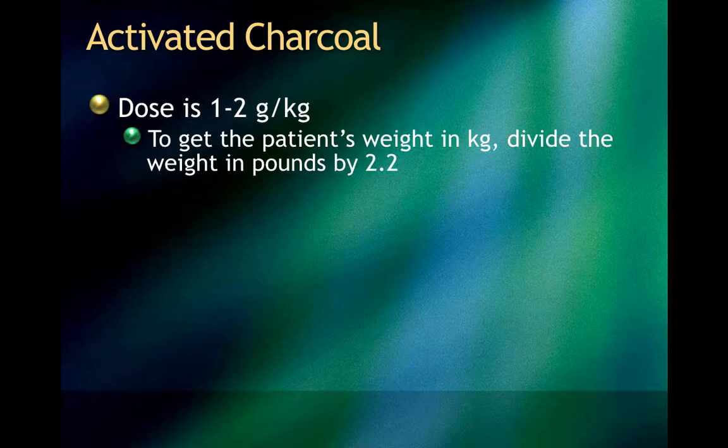It's not too difficult. Most of the packages are dosed for an average individual between 1 and 2 grams per kilogram. So most of the time, people can have the entire package. To get the patient's weight in kilograms, just divide their pounds by 2.2, or divide by 2 and subtract 10%.